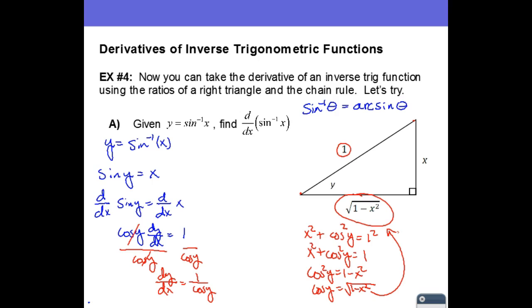So now that I know what cosine is, we can rewrite this as 1 over the square root of 1 minus x squared. And so this actually is dy/dx because now I have an x in it instead of just a y.